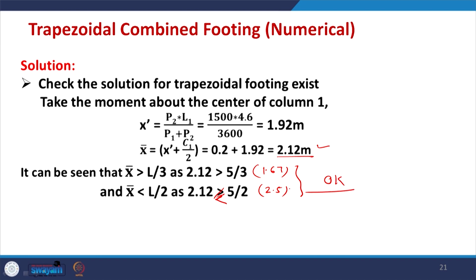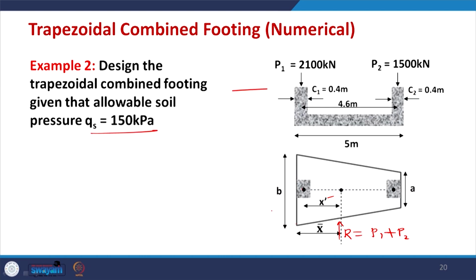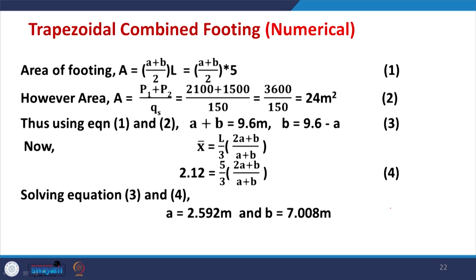So, this way we have found out that the trapezoidal solution is possible for this footing, and you have found the location of the center of gravity here. But still this task is not over, we still need to find the values of A and B for the footing design. First of all, the total area of footing will be (A plus B) by 2 into L, where L is already fixed in this case, that is 5 meter. So, (A plus B) by 2 into 5, but the area will be total load by the soil pressure. So, area is (2100 plus 1500) by 150, which comes out to 24 meter square.